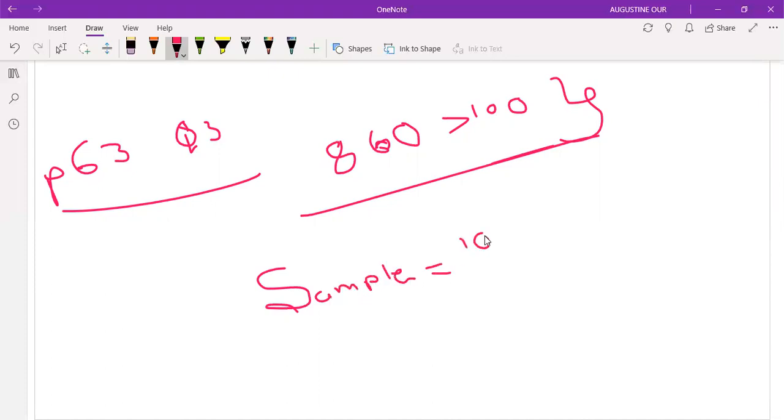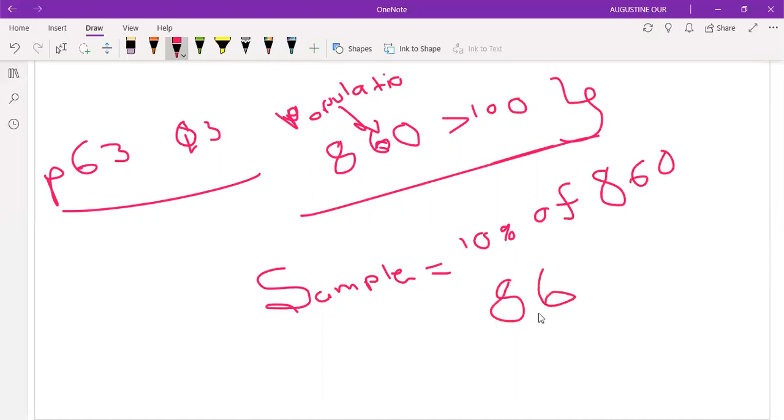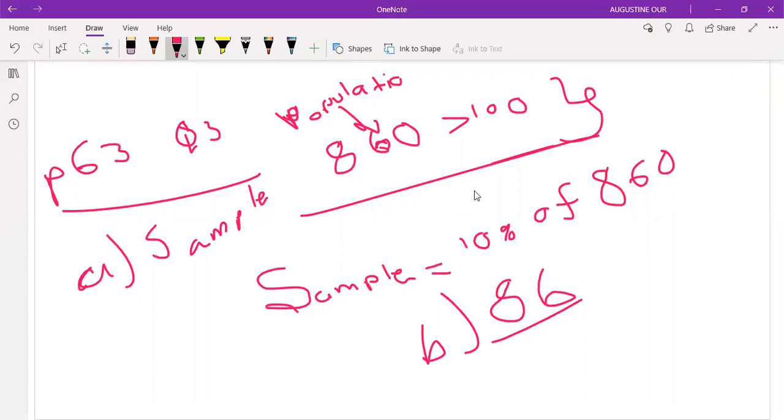Sample size will be 10% of the population. Remember, this is what we call the population. 10% of our population, 860, is 86. So we'll ask 86 people, guys, okay? How many members of the fan club should there be in the sample? I've answered that: 86. And that is your answer. This one is B. This one is A: pick a sample, a small group of people.